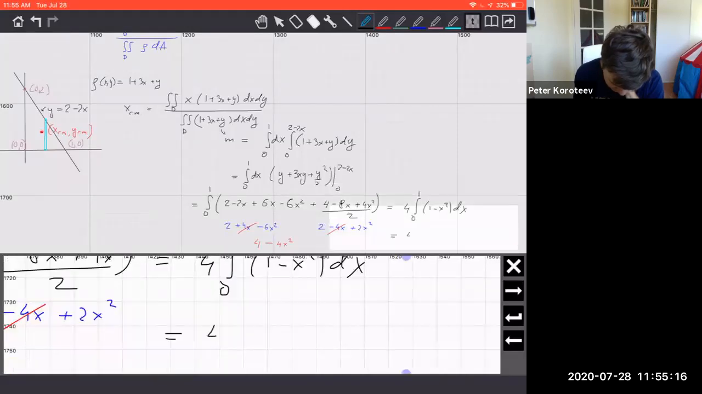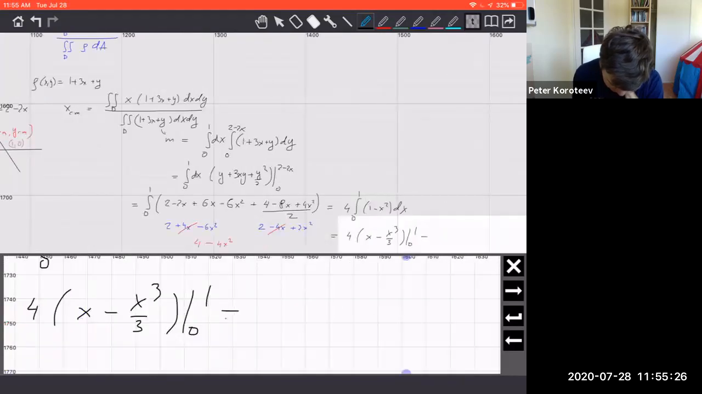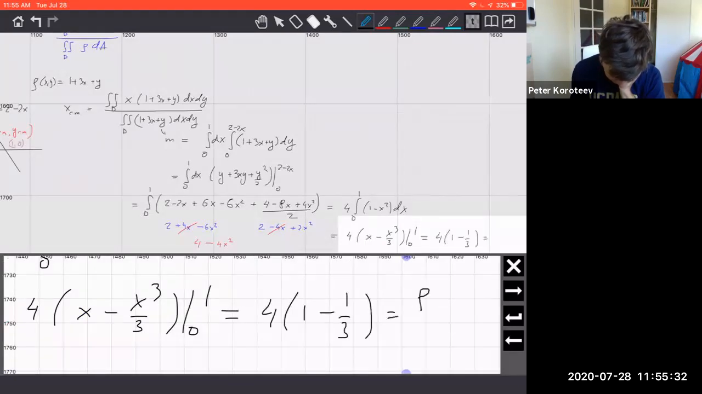Which is given by 4x minus x cubed over 3 between 0 and 1. And that equals 4 times 1 minus 1/3, which is 8/3.